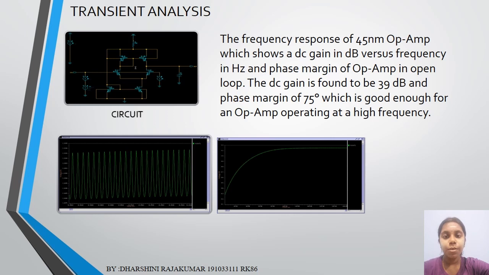Hi, I'm going to present about transient analysis. So this is the circuit and graph of the single stage. The frequency response of the 45 nm operational amplifier shows the DC gain in dB versus frequency in Hz, and the phase margin of the operational amplifier in open loop. The DC gain is found to be 39 dB and the phase margin 75 degrees, which is good enough for an operational amplifier operating at high frequency.